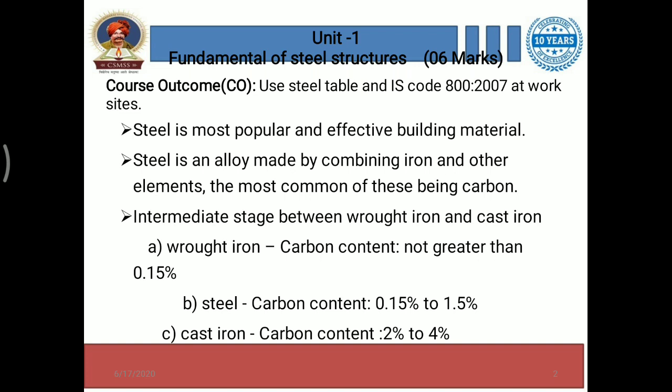And the last one is cast iron. Cast iron has a carbon percentage of 2 to 4%, which is the most among the above types.